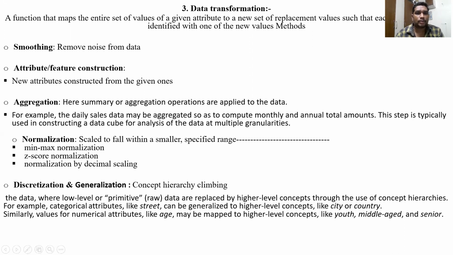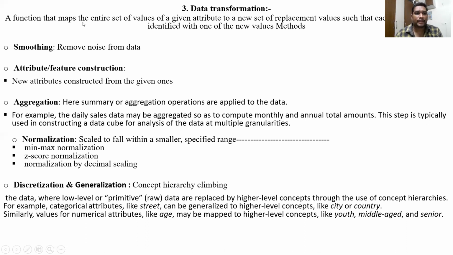Now the main purpose of data transformation is identifying a function that maps the entire set of values of a given attribute to a new set of replacement values, such that each old value can be identified with one of the new values. Now you are taking data like 45, 50, 60, 70, but the data warehouse format is a decimal format. Now you have to identify and apply some function to your data, so that it is replaced in data warehouse format.